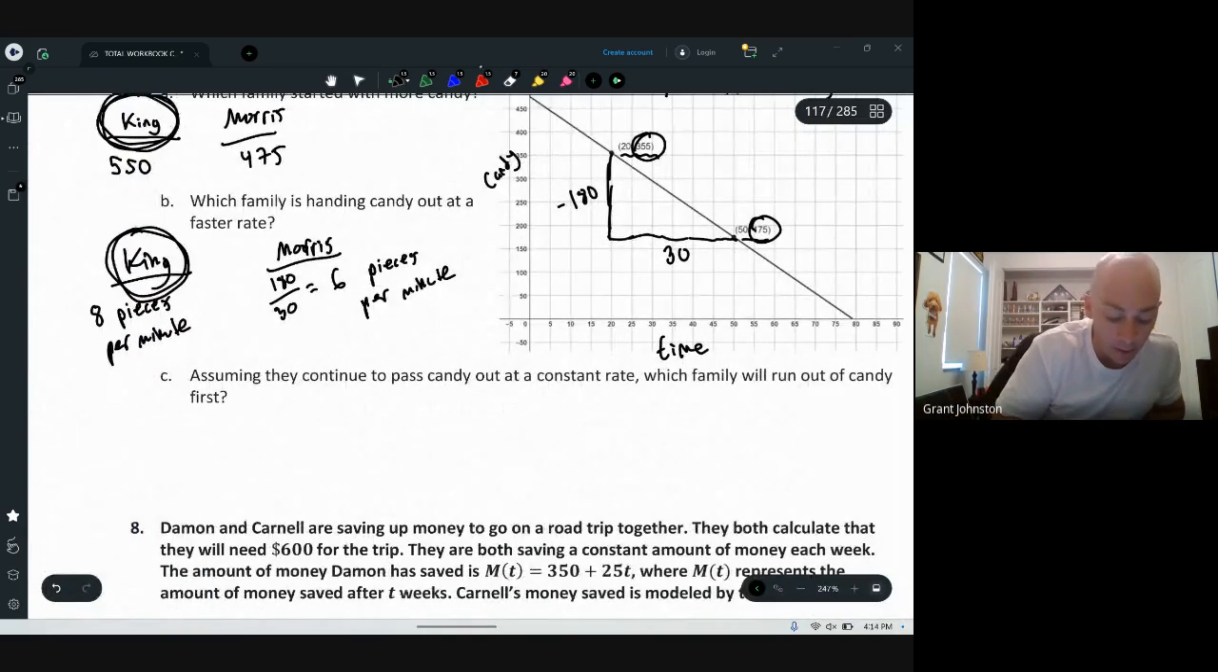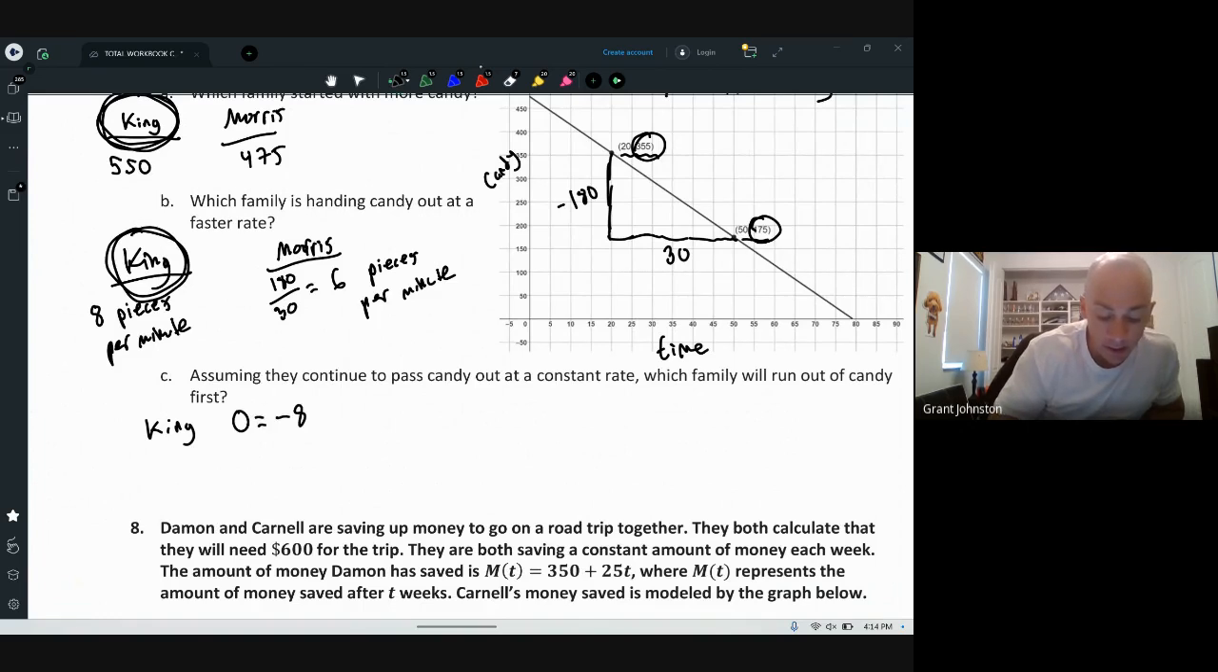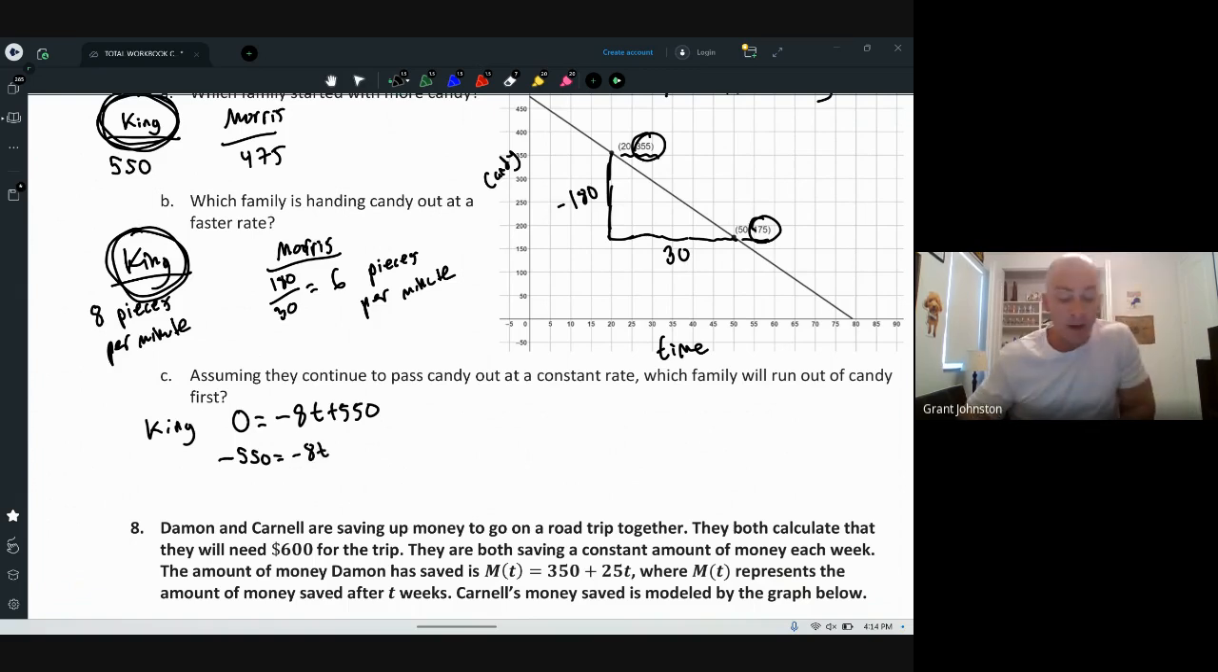So I'm going to say for King, I'm going to say 0 equals -8t plus 550. And then solve it for t. Subtract 550 from both sides. Divide by -8. I got not a very nice number, but 68.75. So the King family will run out of candy after 68.75 minutes.